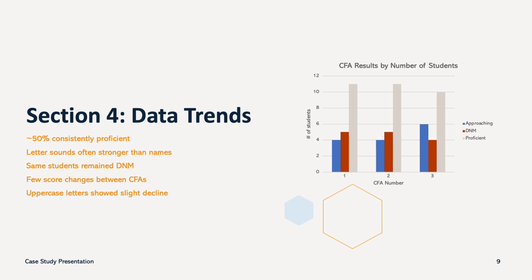There was very little movement between categories from week to week, which suggests that simply teaching the letter once wasn't enough for some students to internalize them. Another interesting trend occurred on the 3rd CFA that assessed only uppercase letters. Proficiency slightly dipped there, which told us that students needed a more cumulative review as the week progressed and more opportunities to connect uppercase and lowercase letter forms. This data trend guided the instructional decisions you'll see in the next sections.